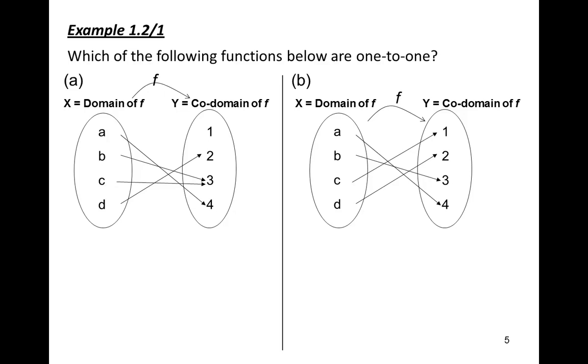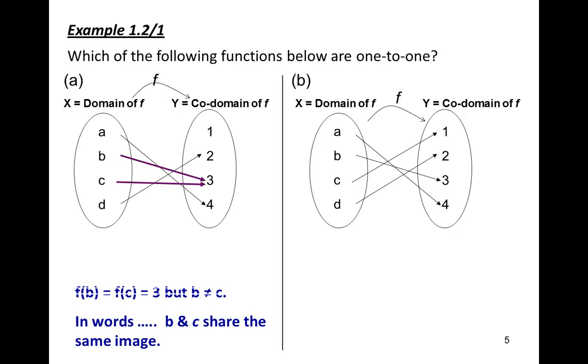In this example, we are to identify the one-to-one function. In part A, we can see that b and c share the same image. So f(b) is the same as f(c), which is 3, but the points of origin, b, is different from c. Therefore, this function is not one-to-one.